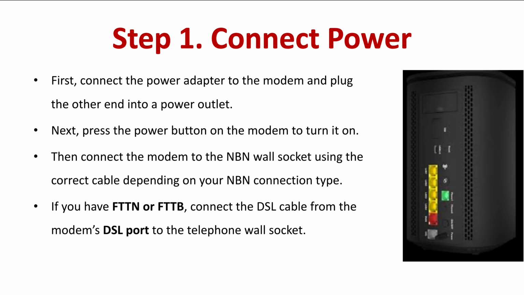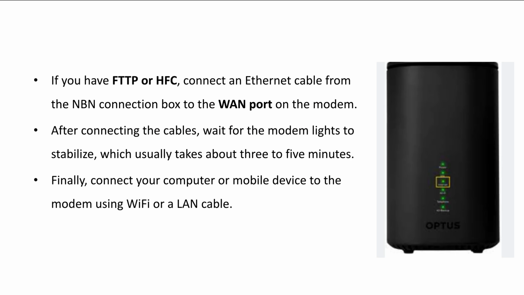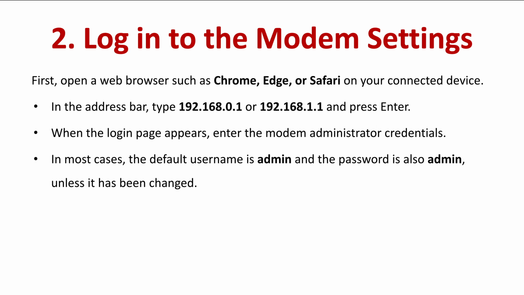If you have FTTN or FTTB connection, connect the DSL cable from the modem's DSL port to the telephone wall outlet. If you have FTTP or HFC, connect an Ethernet cable from the NBN connection box to the WAN port on the modem. After connecting the cables, wait for the modem light to stabilize, which usually takes about 3 to 5 minutes. Finally, connect your computer or LAN device to the modem using Wi-Fi or a LAN cable.